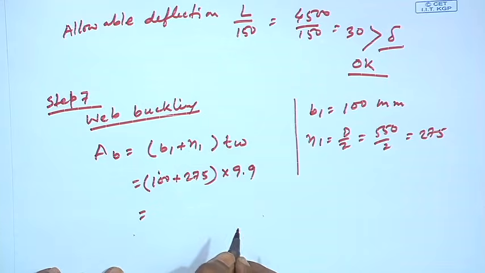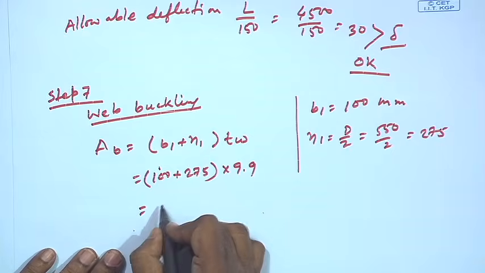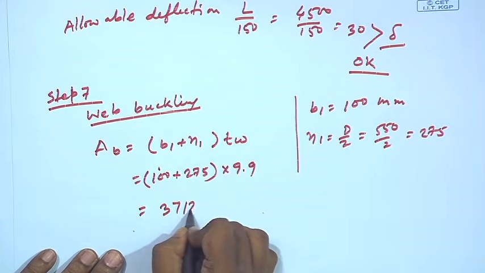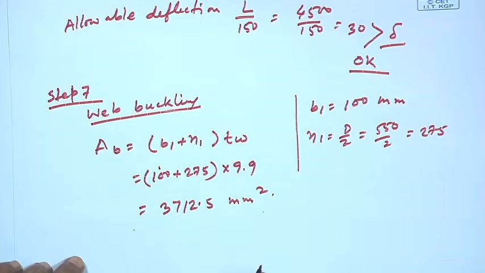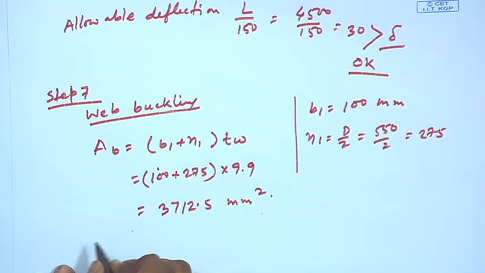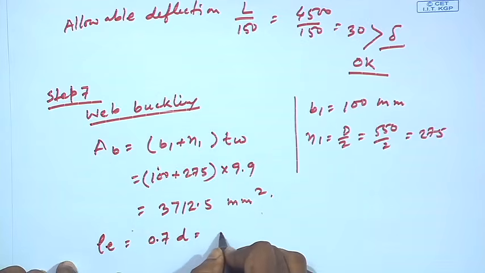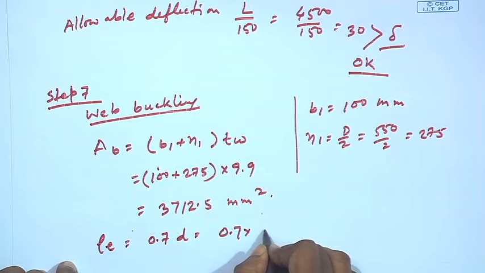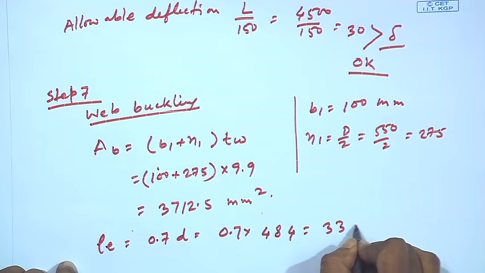So, the cross sectional area of the web for buckling will become 3712.5 millimeter square, and effective length of web L E is equal to 0.7 D, that will be 0.7 into D, which we calculated earlier as 484. So, this is becoming 338.8 millimeter.